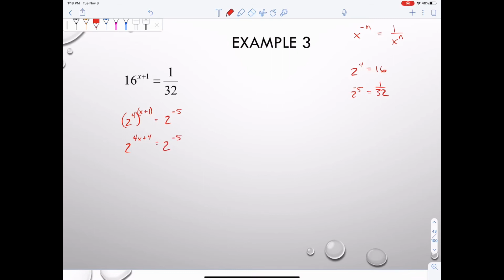Again, I have like bases, nothing else happening to them. So I'm going to set those exponents equal. So we have 4x plus 4 equals negative 5. And if we go to solve, I'm going to subtract 4 on both sides. I'm going to have 4x equals negative 9, or x equals negative 9/4.